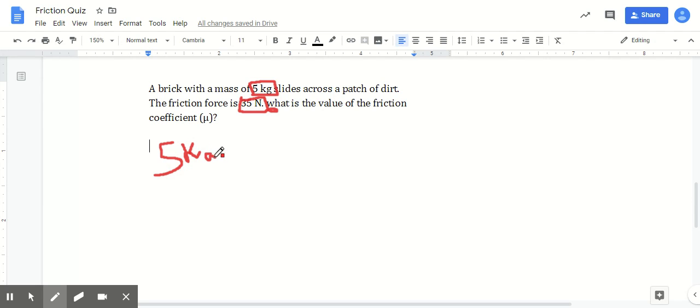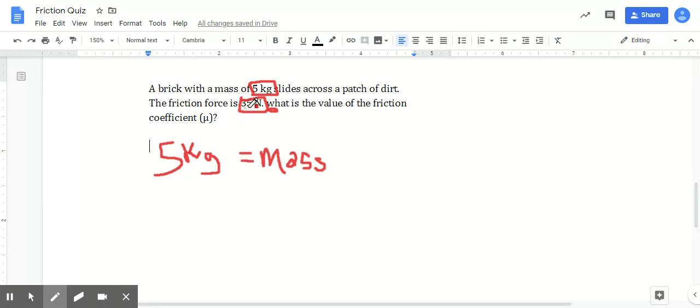And I want you to think to yourself, well, what is a kilogram? What are we measuring with kilograms? That should be mass. Okay, so 5 kilograms is a mass. And we'll go ahead and write this out so we don't get confused with meters or anything like that. I'm trying to draw with my mouse, so it's a little sloppy, so I apologize about that.